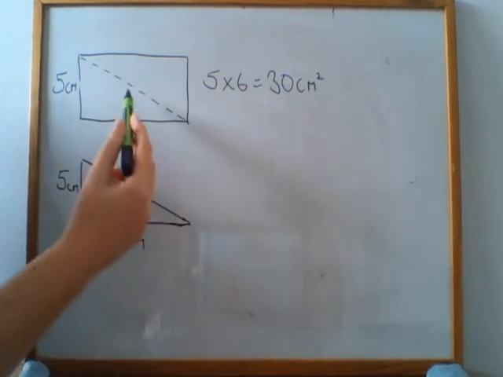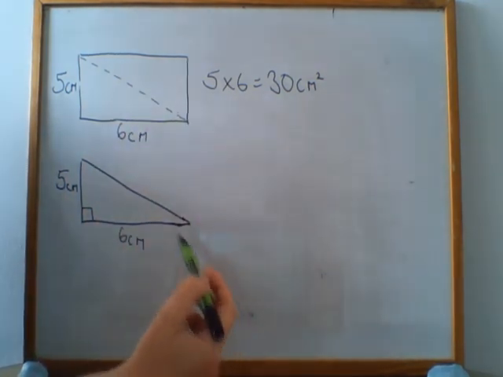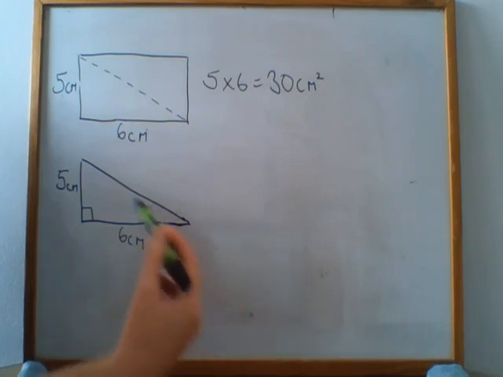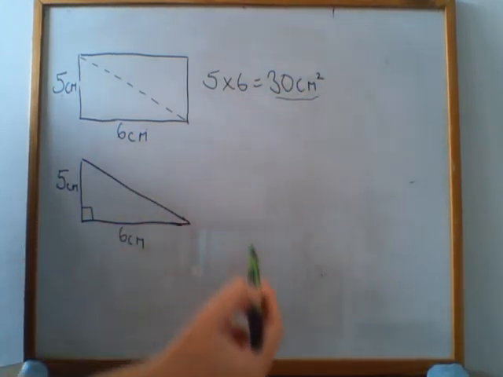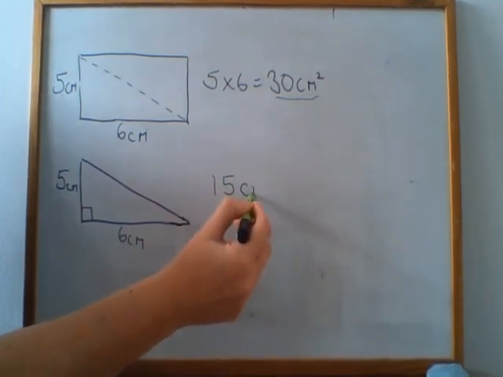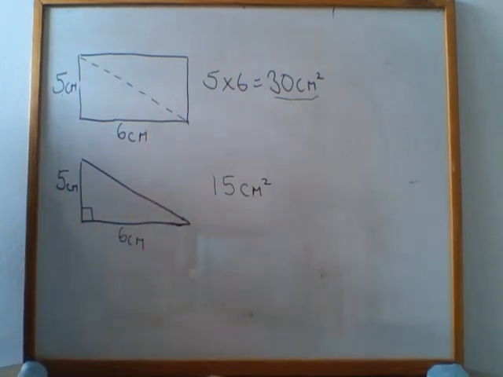So this right-angled triangle would be half the size of the rectangle, or in other words, it would have half the area of the rectangle. So we would expect this triangle's area to be half of the rectangle's area. So we would think that this would be 15 centimetres squared because it's half that of the rectangle.